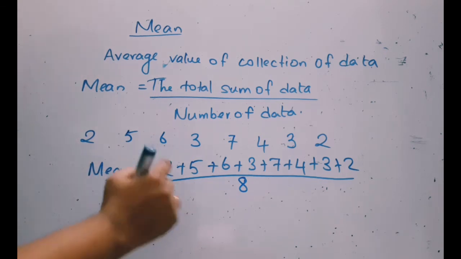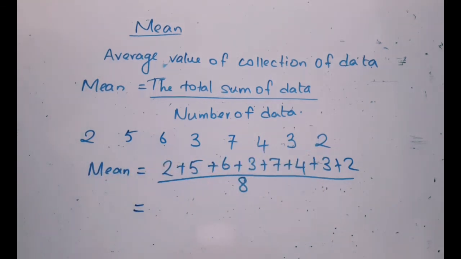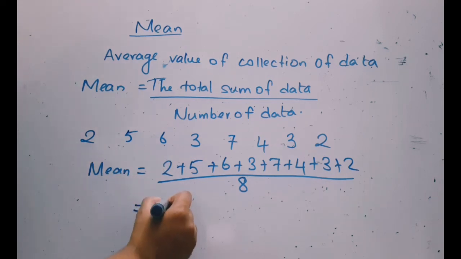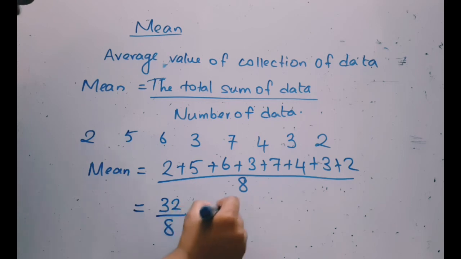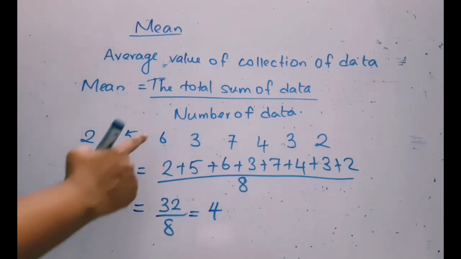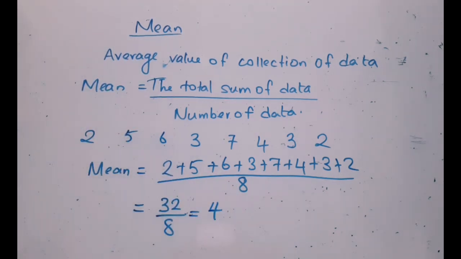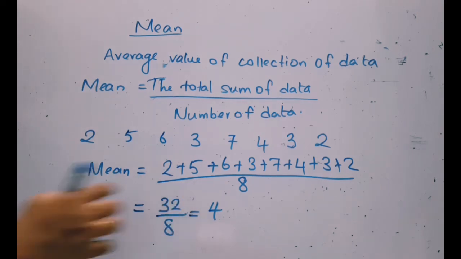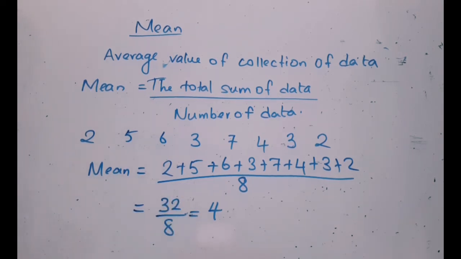So now let's add everything. The answer is going to be 32 here. That should be divided by 8. So the mean average of this data is 4. 32 divided by 8 is 4. So this is how you find the mean of the data.